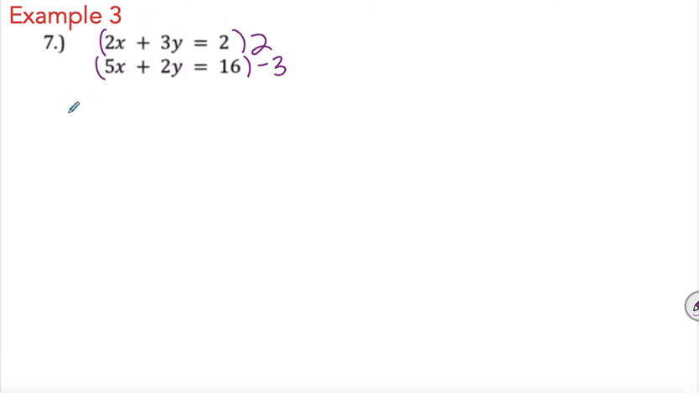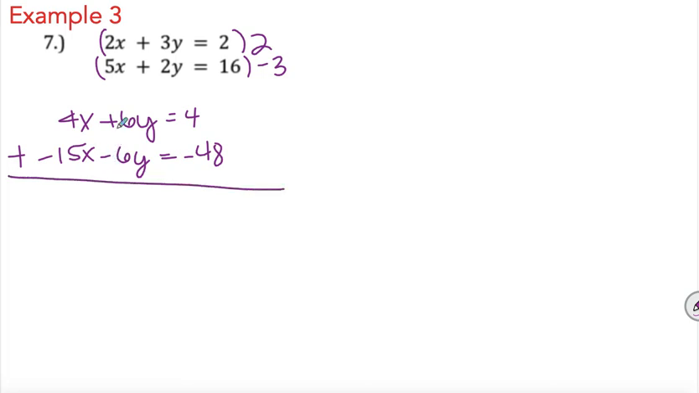2 times 2 is 4x. 2 times 3y is 6y. And 2 times 2 is 4. In the bottom equation here, if I distribute this negative 3 all the way through, I would get negative 15x and negative 6y, and 16 times negative 3 is negative 48. And now I have opposite coefficients. I'm ready to add the equations together to eliminate.